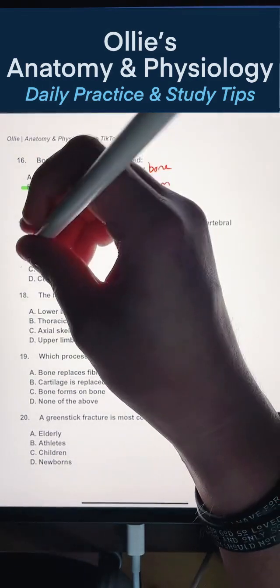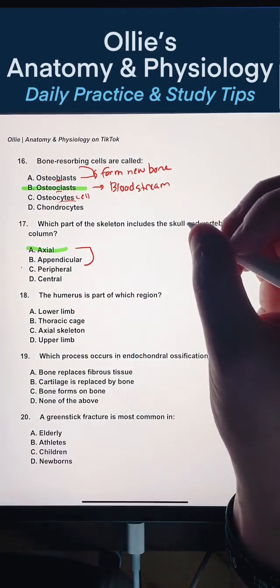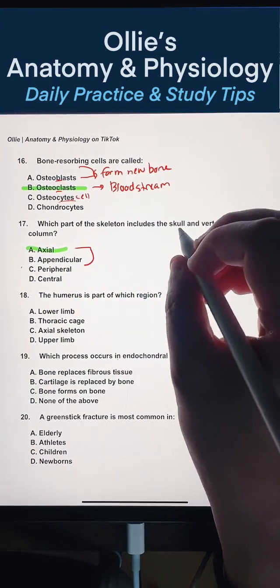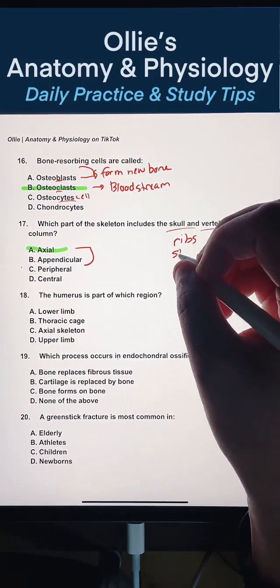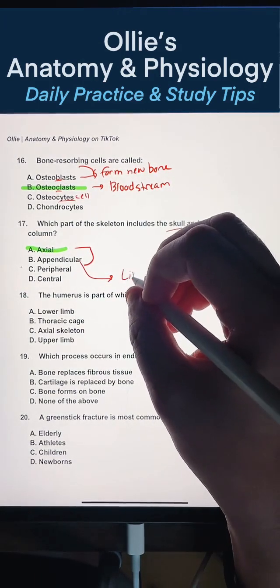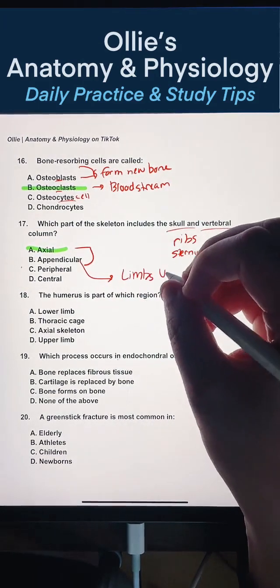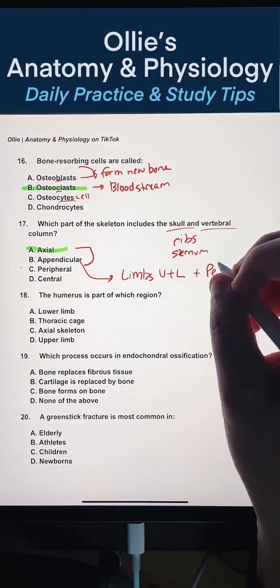But number 17, the answer is A. It is axial. Remember, you have your axial and your appendicular skeleton. Your axial is going to include your skull, your vertebral column, your ribs, and your sternum, while your appendicular is going to include your limbs, which would be your upper plus your lower and your pelvic area.